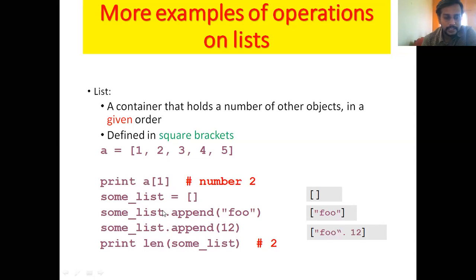Some underscore list is another variable, an empty list that is created. Some underscore list dot append 4, we will get this value. Then some underscore list append 12, we got the second element. So print length of some underscore list will give the value 2. It will not count the number of characters in the strings; it will identify the positions in the list. There are 2 positions in the list, so it will give the value 2.